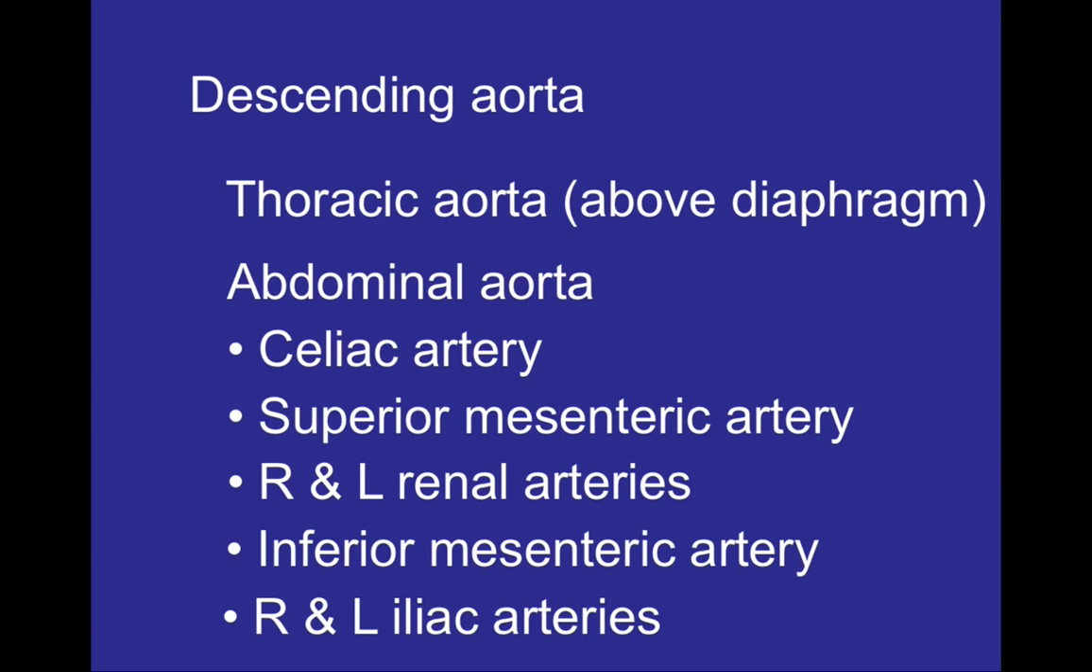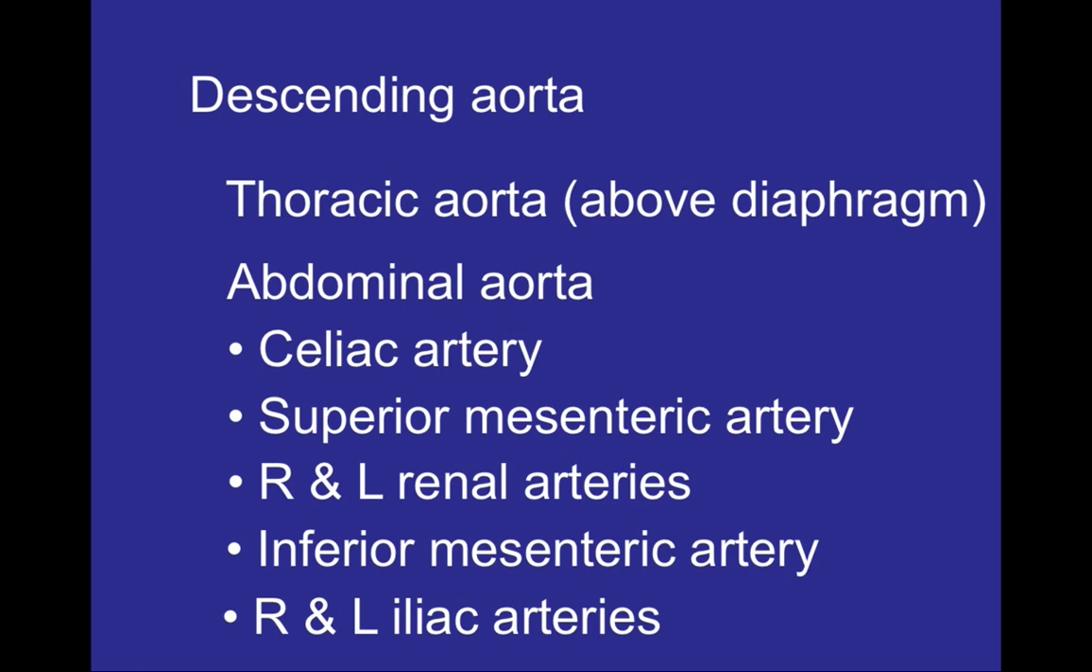So now that we have discussed the major branches off the arch of the aorta and the descending thoracic aorta, we're now going to discuss the branches that come off of the descending abdominal aorta. There are 5 major arteries that will come off of the abdominal aorta, and they are the celiac artery, which can also be referred to as the celiac trunk, the superior mesenteric artery, the right and left renal arteries, the inferior mesenteric artery, and the right and left iliac arteries.